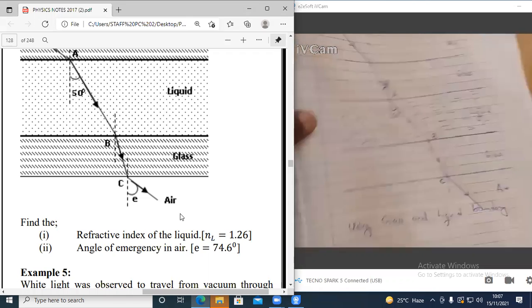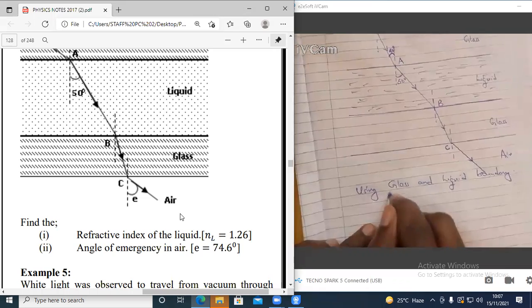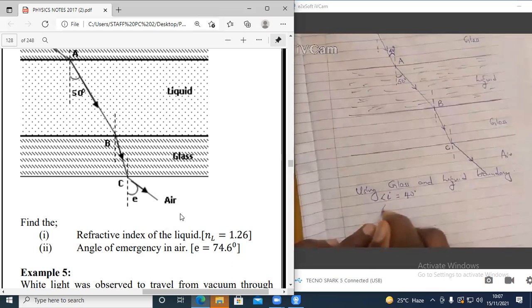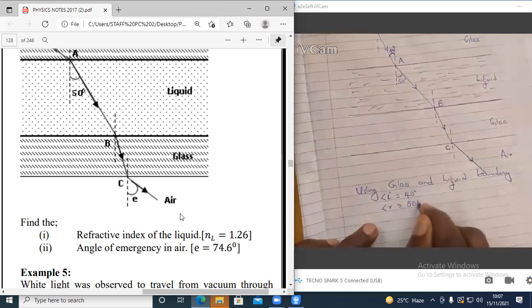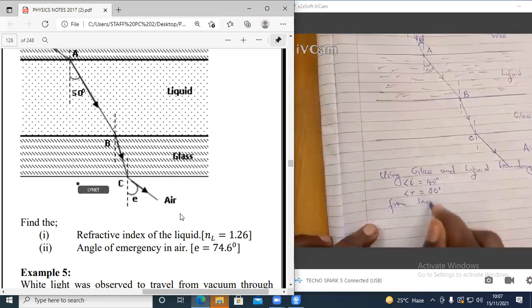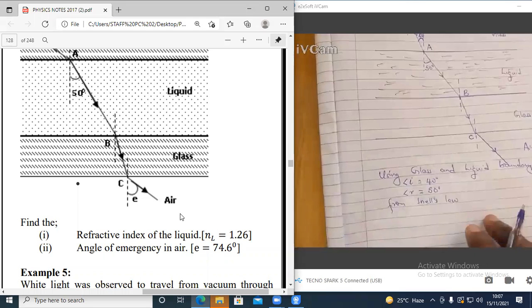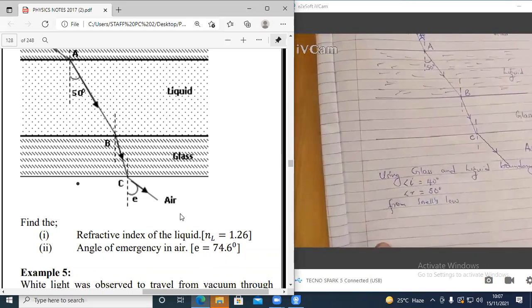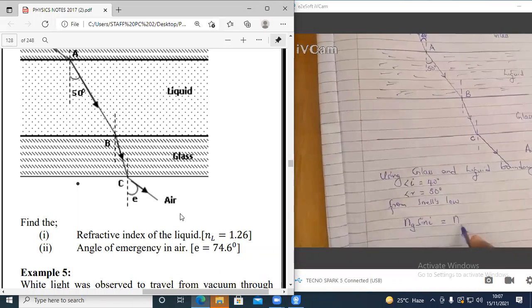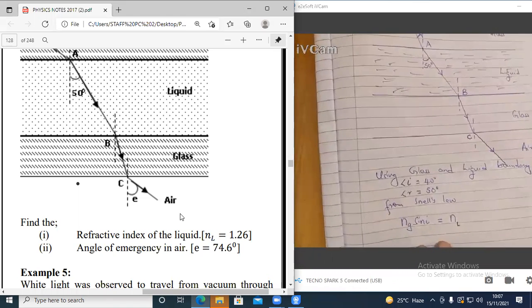Where the angle of incidence I is equal to 40 degrees, the angle of refraction is 50 degrees. So from Snell's law, which is going to be Ng sine I equals N of the liquid. Let's use NL because we don't know the liquid. If it was water, we would have used NW, but I will just say liquid.